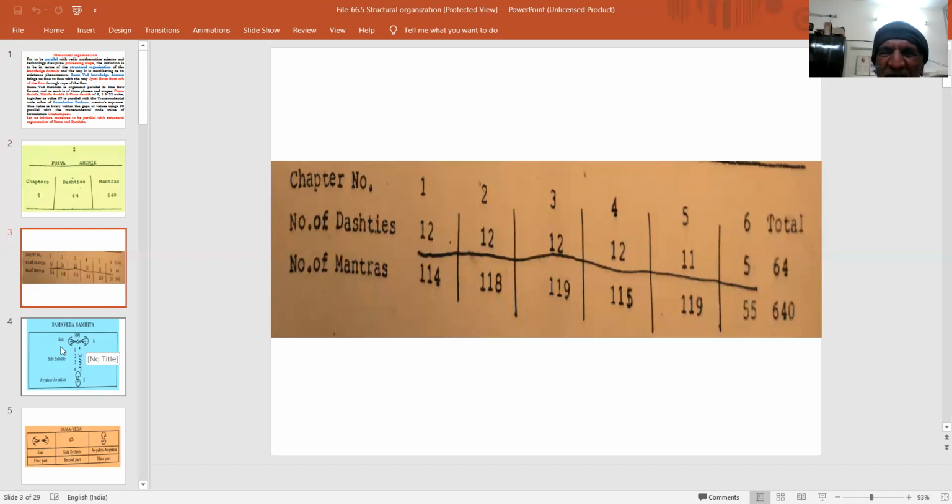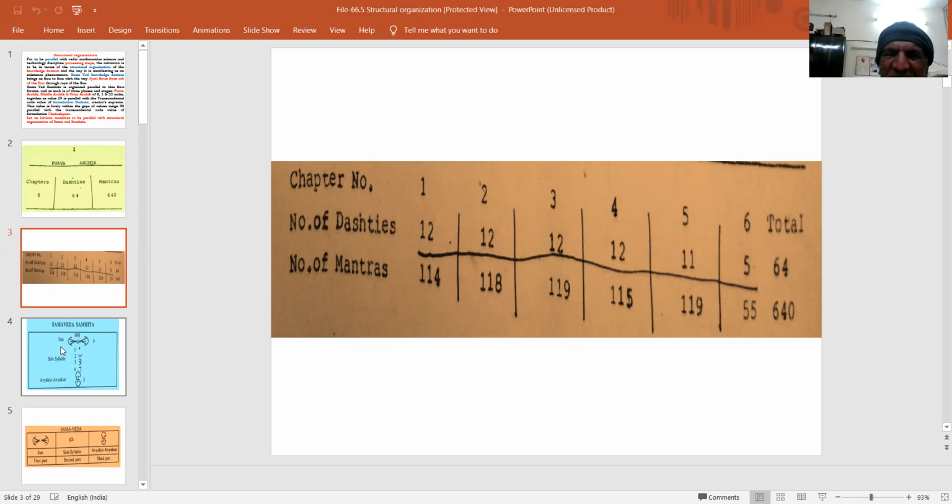Therefore, sequentially, when we shall be initiating ourselves to be parallel with this organization of the Purve Archik as a scripture of 6 chapters and of 64 dastis, khands, groups of 12, 12, 12, 12, 11 and 5 mantras. So these khands, this organization of value 64, a step ahead is going to be a setup of 114, 118, 119, 115, 119 and 55 mantras, making it summation value 640.